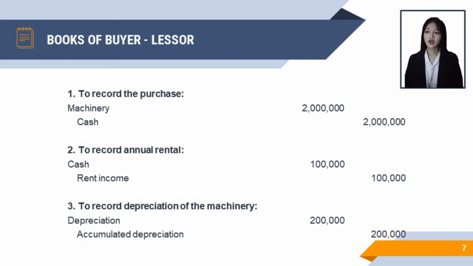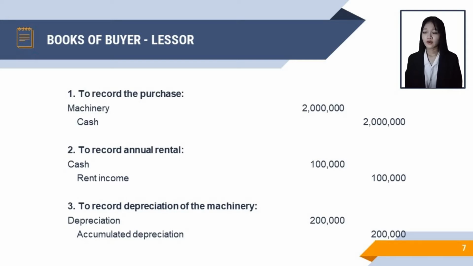Next is the books of the buyer-lessor. Number 1 is to record the purchase. Debit machinery for 2 million and credit cash for 2 million. Of course, when you purchase an asset, you will eventually have 2 million deducted in exchange for the machinery you bought. Second is to record the annual rental. Debit cash for 100,000 and credit rent income for 100,000 as well.